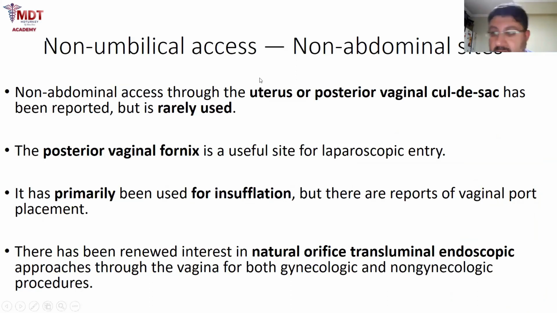Also, non-abdominal access through the uterus or posterior vaginal cuff has been reported, but they are rarely used. For example, the posterior vaginal fornix is a useful site for laparoscopic entry, and this site has been used primarily for the insufflation. Also, today, another popular topic is the natural orifice transluminal endoscopic approach, both for gynecologic and non-gynecologic procedures.